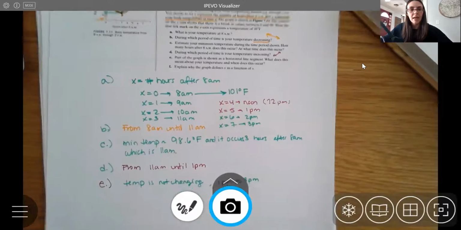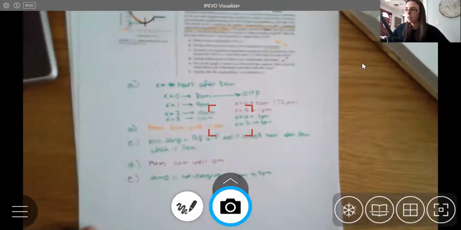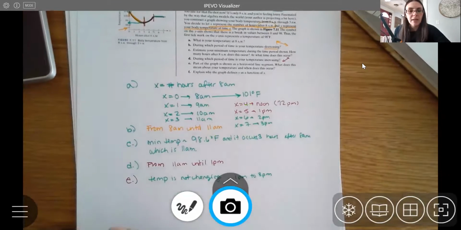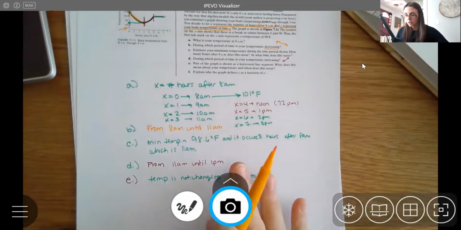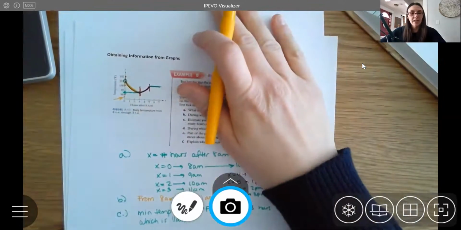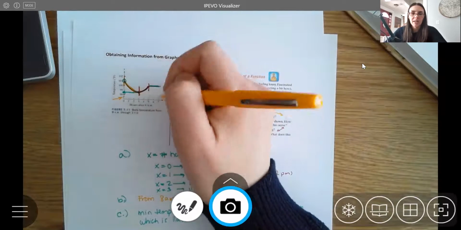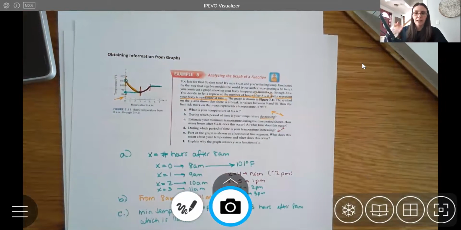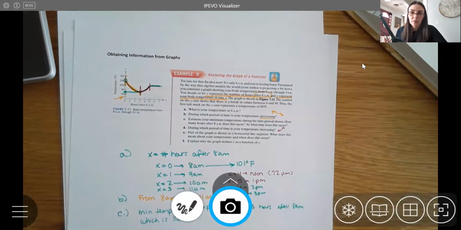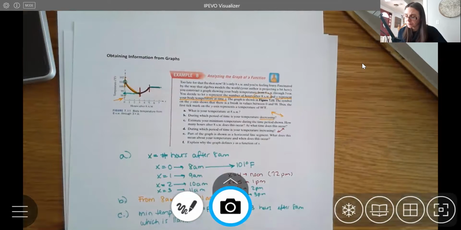Okay. And then our last question, let me try to zoom out a little bit more. Explain why the graph defines y as a function of x. So why is this a function? Well, first of all, just looking at the graph, it passes the vertical line test. So if you come down here and you try to draw all these vertical lines throughout your graph, they're all going to just hit one time. You're not going to have a vertical line that hits twice. So it is a function. We say that it passes the vertical line test. So we have that piece here.